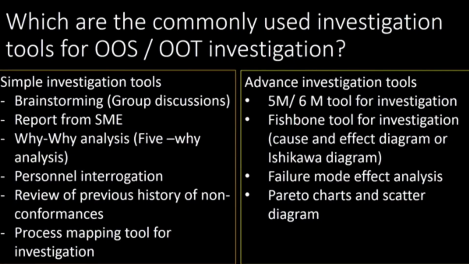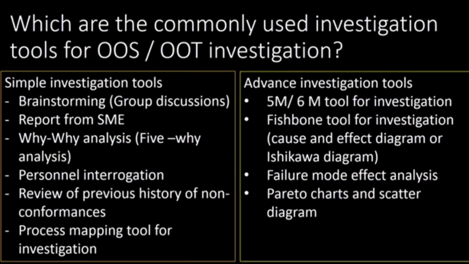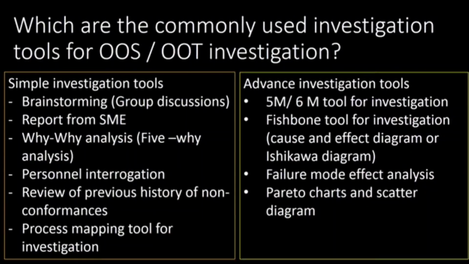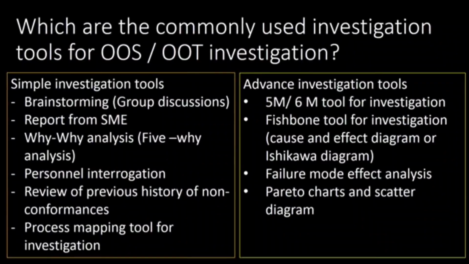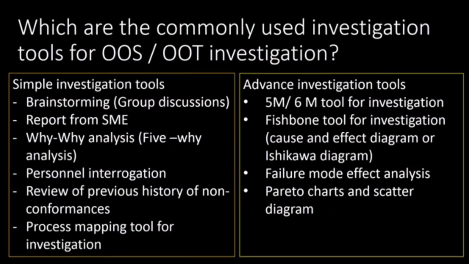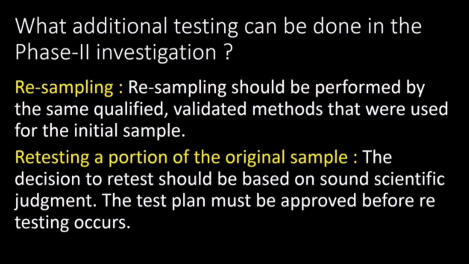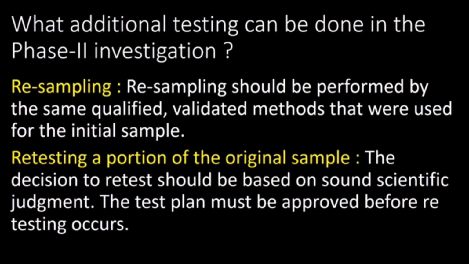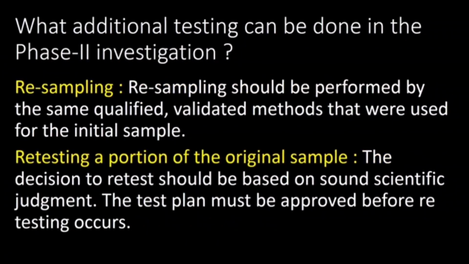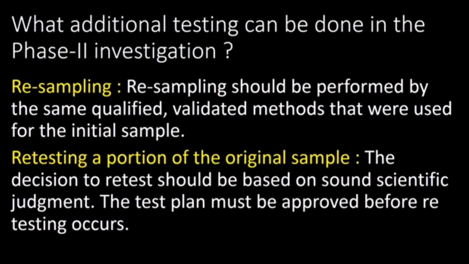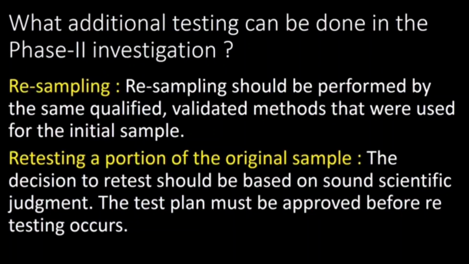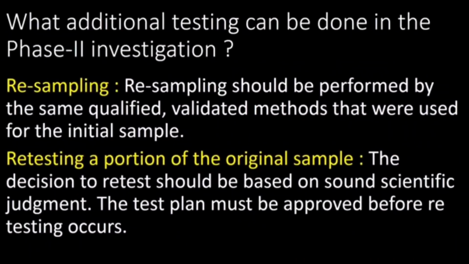Which are the commonly used investigation tools for OS or OT investigation? Broadly, we can divide the investigation tools into two categories. First, simple investigation tools and second, advanced investigation tools. In simple investigation tools, we can use brainstorming, report from SME, viva analysis, personal interrogation, review of previous history of non-conformances and process mapping tool for investigation. Whereas in advanced investigation tools, we can use 5 or 6M tool for investigation, fishbone tool for investigation, failure mode effect analysis, or rarely Pareto charts and scatter diagrams.